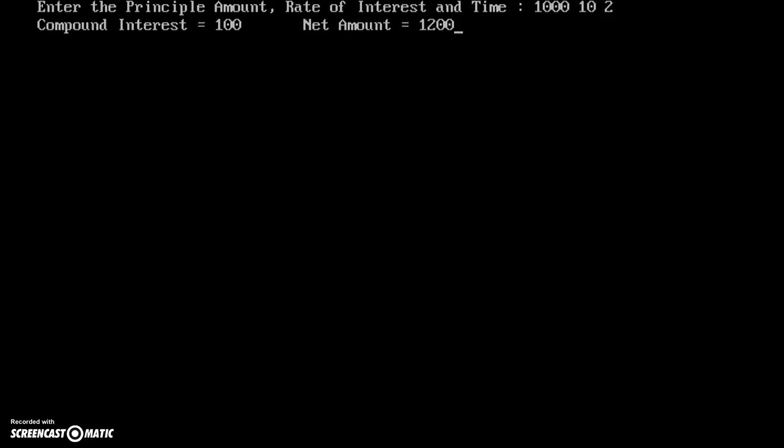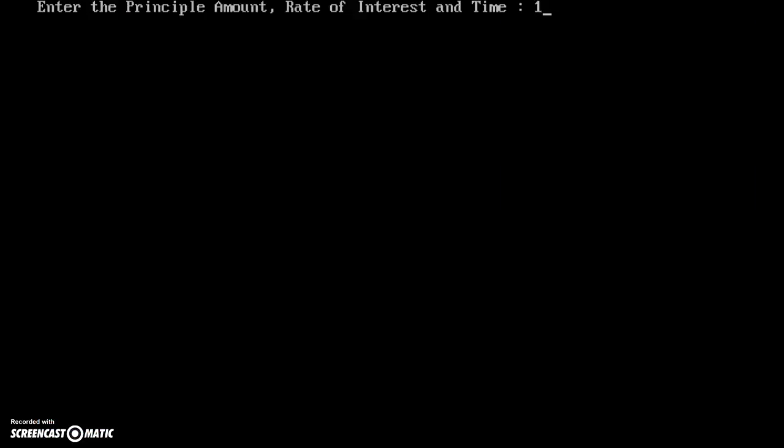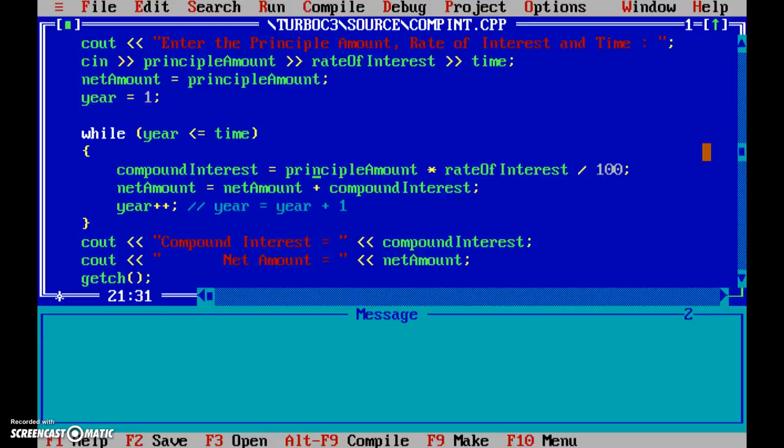It's coming as 1200. Compound interest is coming as 100. Now there is something wrong here. Here principal into rate of interest, for that. Okay, let's run it again. I've already done one sample example, so let's try that. For 5 years, 100. No, this is wrong. So there is some problem.